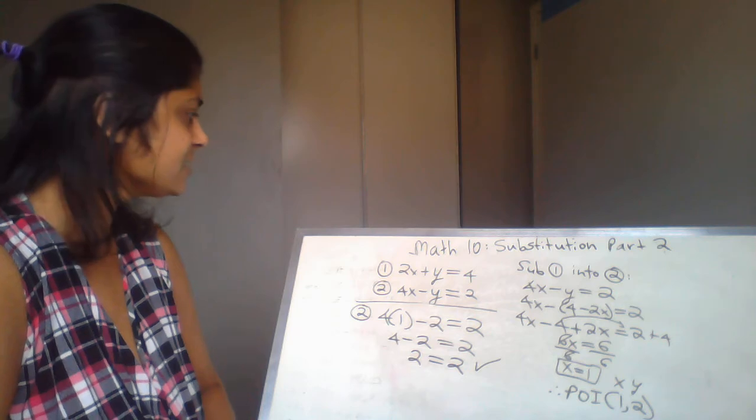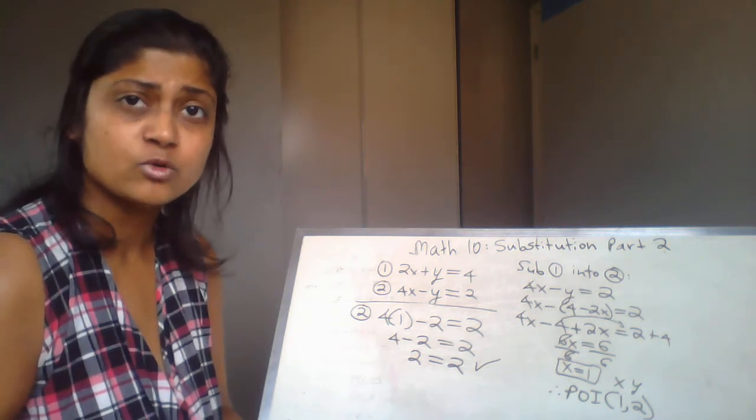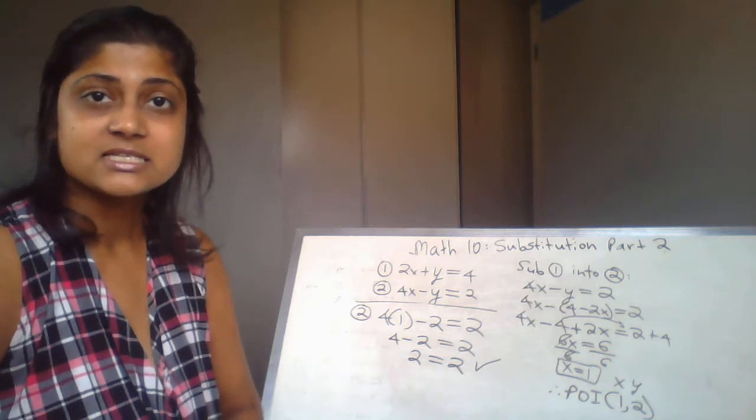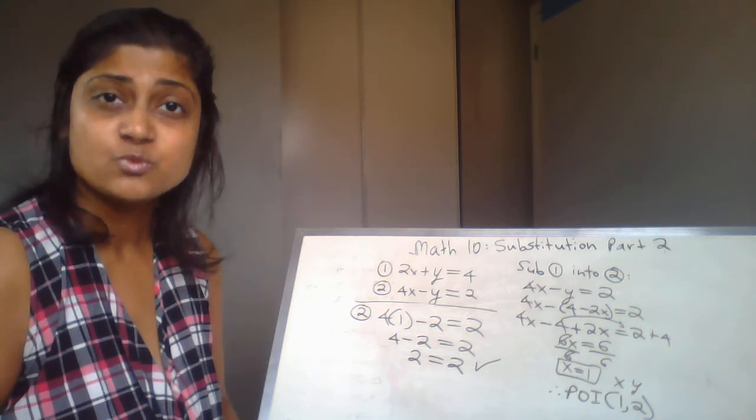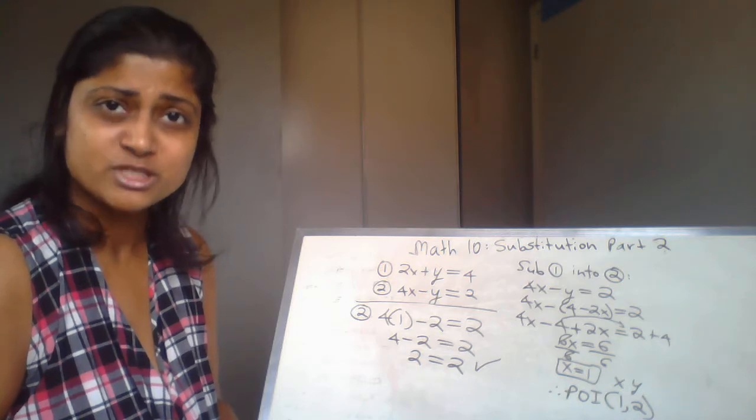Does everyone see that? So again, just plug in the point of intersection. It has to satisfy both of the equations, okay? And both sides should be equal. And if you notice that it satisfies one equation and it doesn't satisfy the second one, then your answer is wrong. Make sure you go back and check your substitution method one more time.